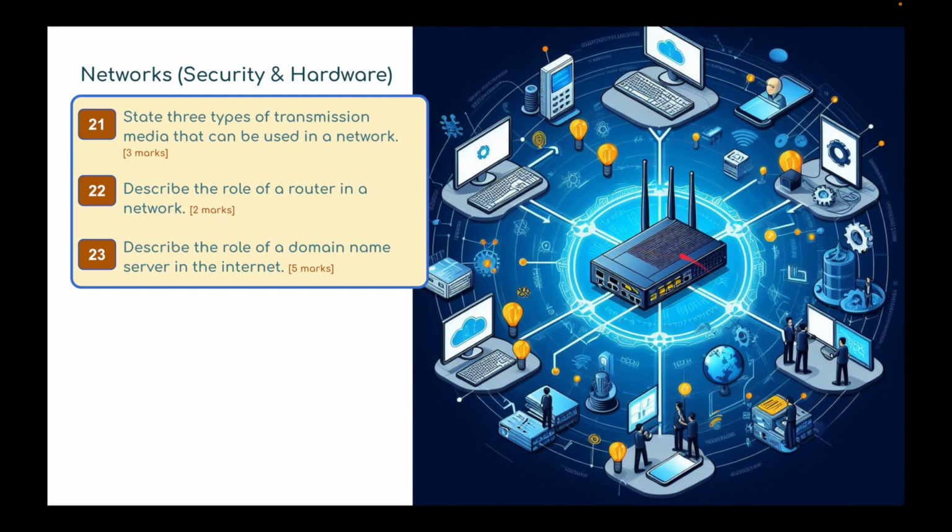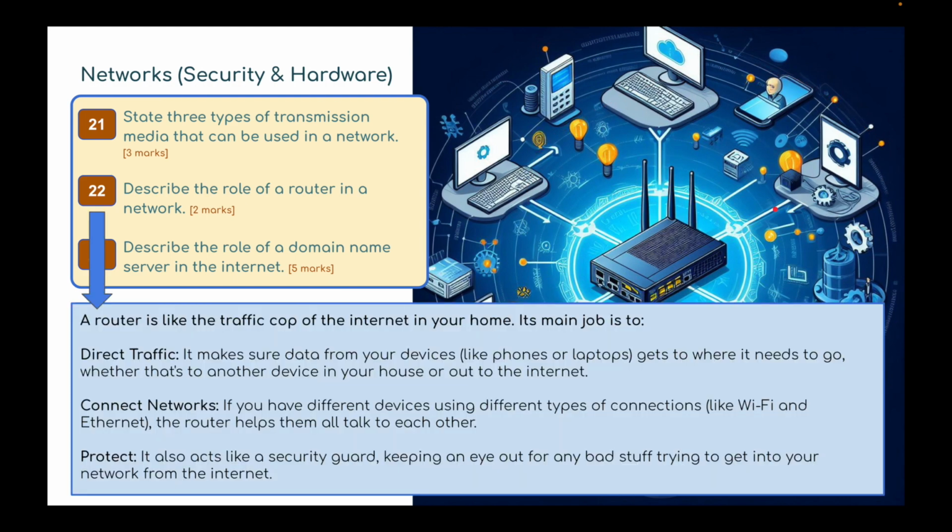I've got my router here, a little bit like a server with the devices connected to it so that all these devices can get onto the internet. But what does that mean? Okay, well, the router is like a traffic cop of the internet in your home. Its main job, and I'm sure you've got one of these in your home, is to direct the traffic, to make sure data from your device, like phones or laptops, gets to where it needs to go, whether that's to another device in your house or out to the internet.